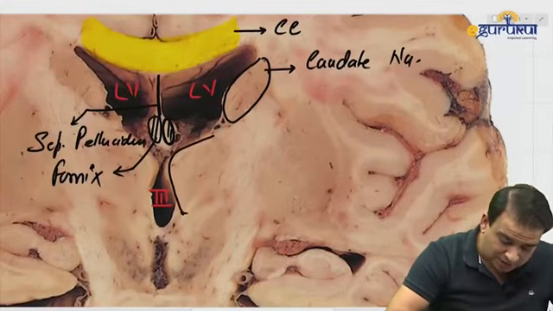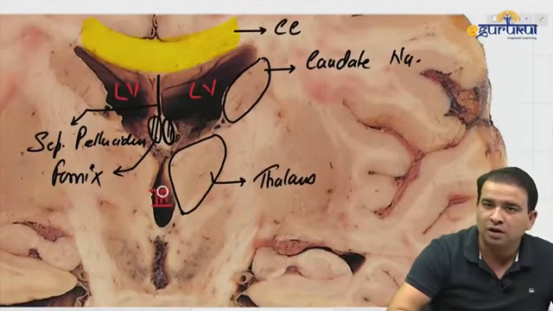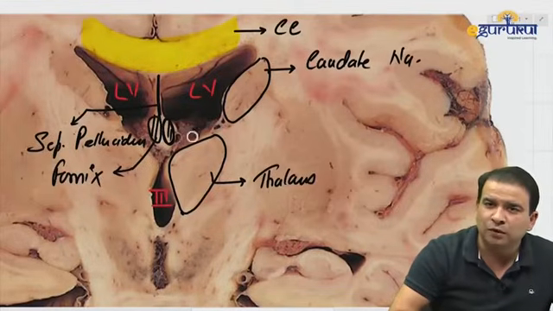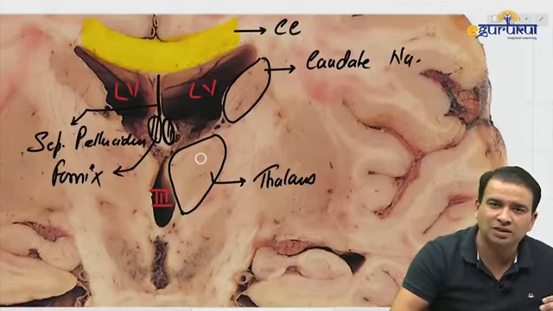We got the thalamus in this part here. This is the thalamus, which you can see is forming the lateral wall for the third ventricle as well. But for the lateral ventricle, it is forming the floor. So we got a caudate nucleus in the floor. We got the thalamus in the floor.